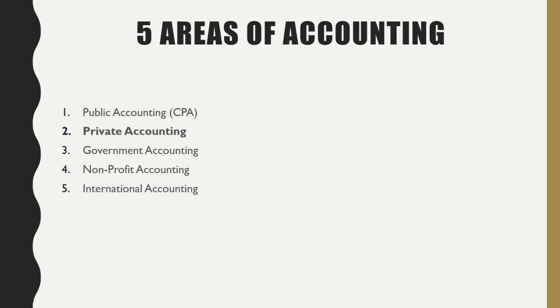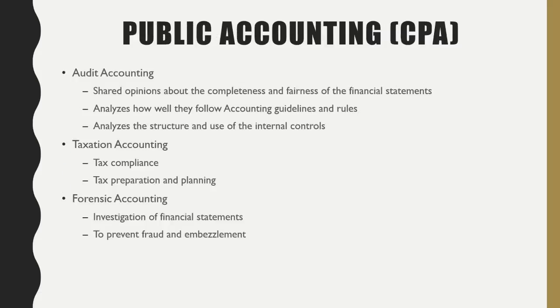So now let's go ahead and talk about the different types of accounting, and the different areas that these types of accounting can expand to. The five areas are, number one, public accounting, also known as CPA, certified public accounting. You do need to acquire a CPA license in order to do any public accounting. Number two is private accounting. Number three, government accounting. Number four, nonprofit accounting. And then five, last but not least, international accounting. And we're going to go ahead and view each area of accounting.